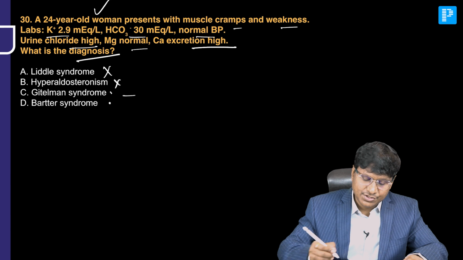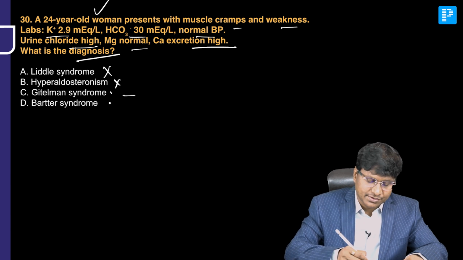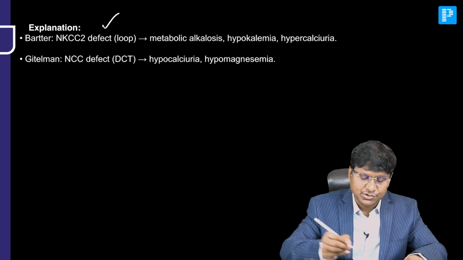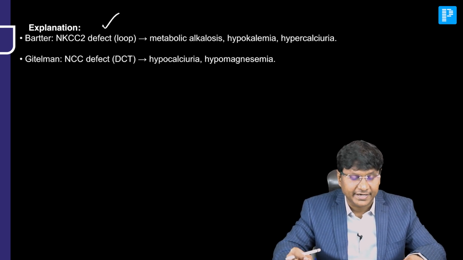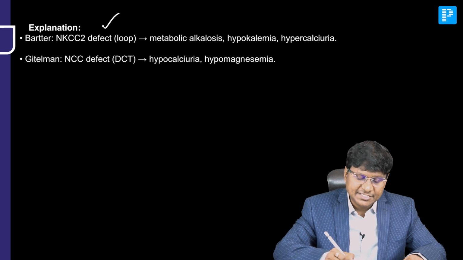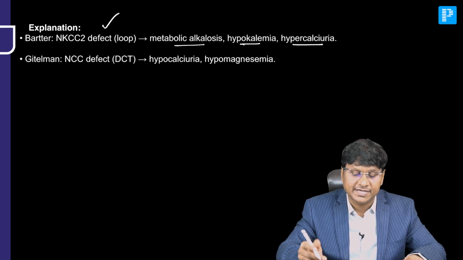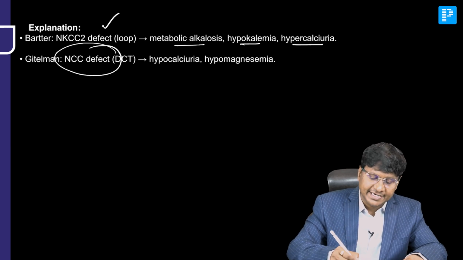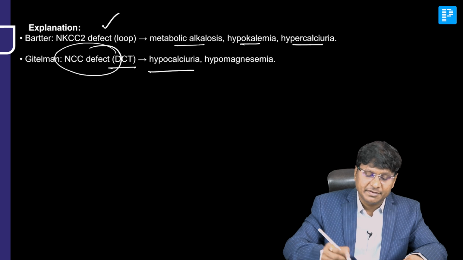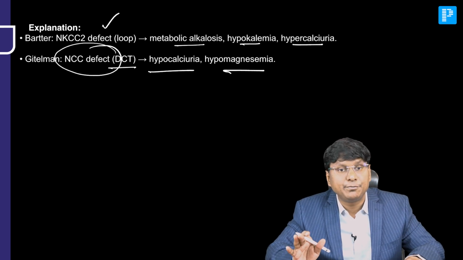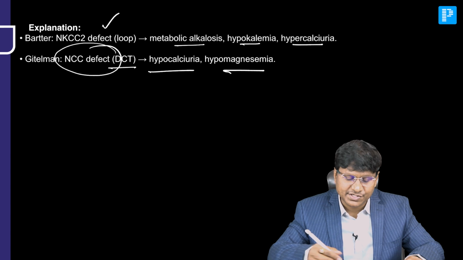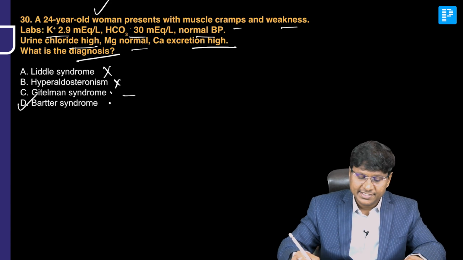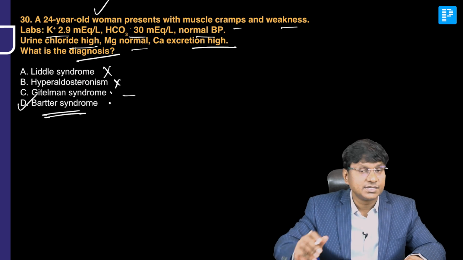Actually the answer in this question is Bartter syndrome, not Gitelman's. Why? If you see the picture, in case of Bartter's, the defect is NKCC2 defect, that is in the loop of Henle. And these patients will be having metabolic alkalosis, hypokalemia as well as hypercalciuria. Whereas in case of Gitelman's, it is NCC defect, that is in the distal convoluted tubule. These patients will be presenting with hypocalciuria as well as hypomagnesemia, right? But this question says magnesium is normal. So that will rule out your Gitelman's. So the answer in this question is Bartter syndrome.